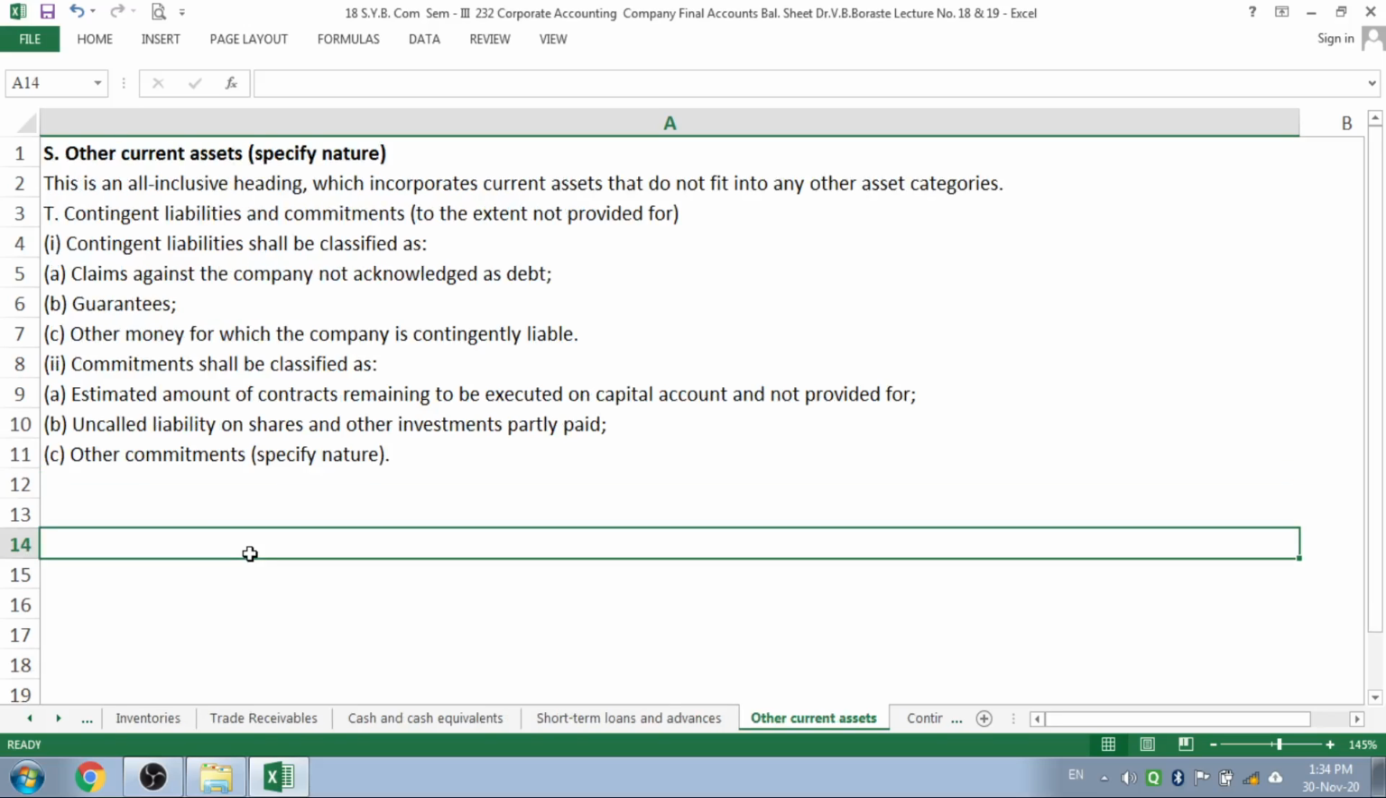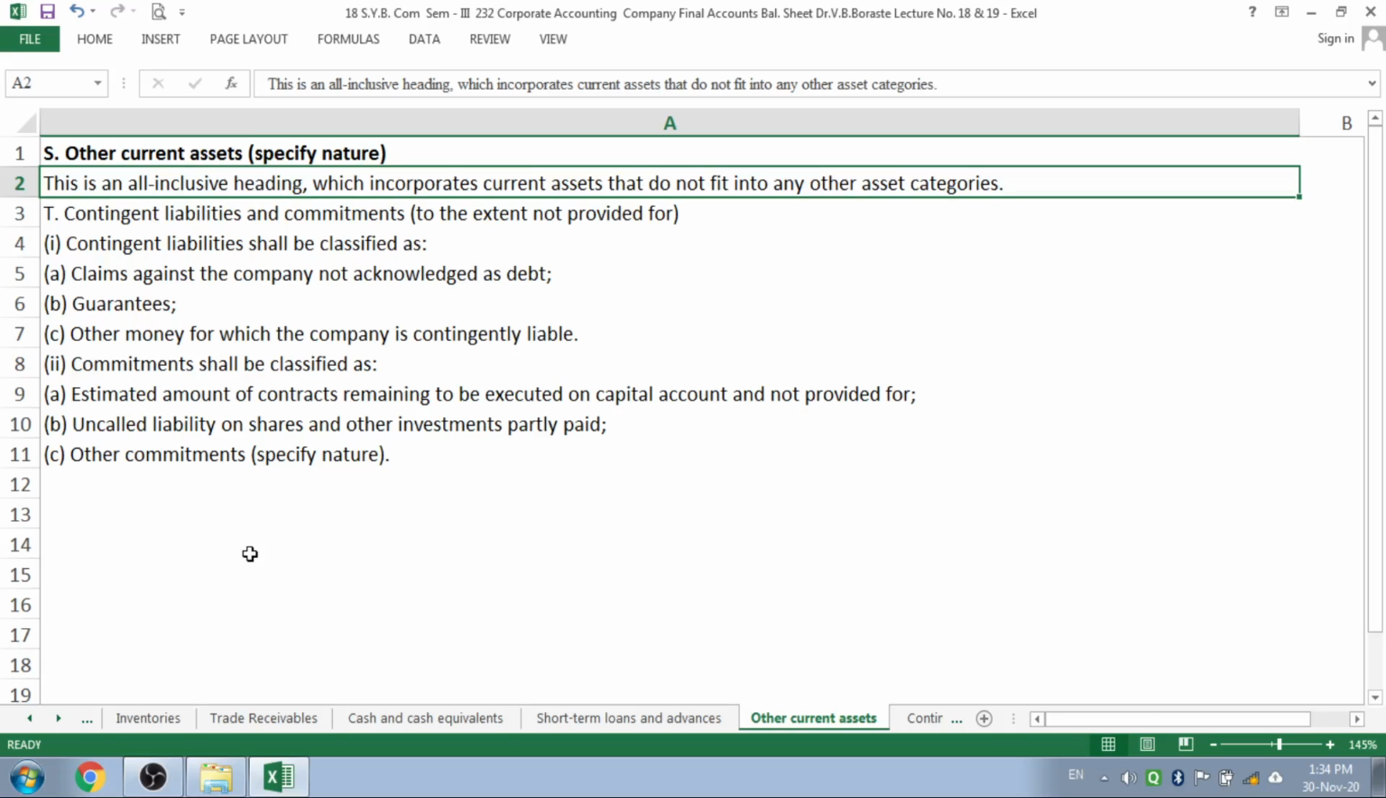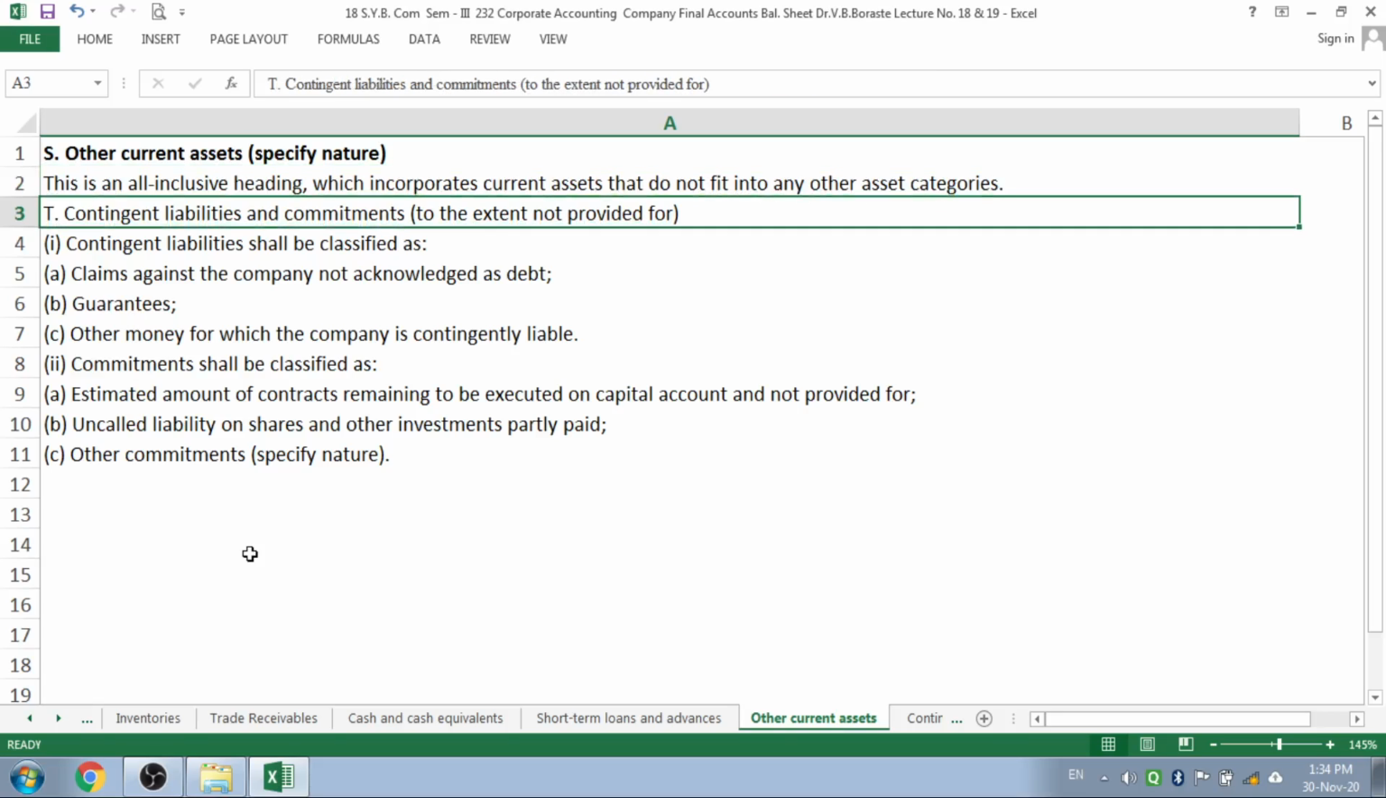The last part of the balance sheet is other current assets, which is an all-inclusive heading that incorporates current assets that do not fit into any other assets. So the assets which cannot be fitted in earlier heads should be placed over here.